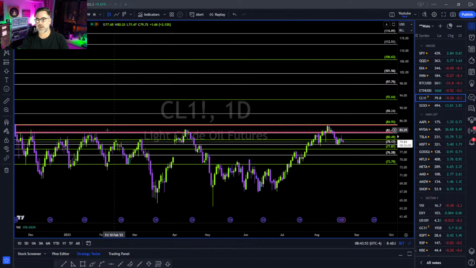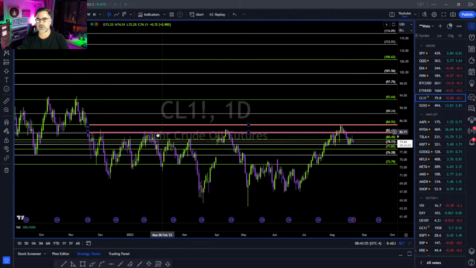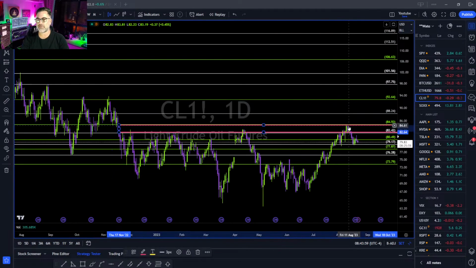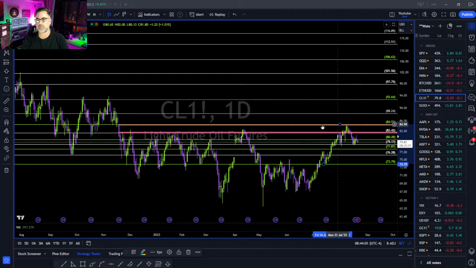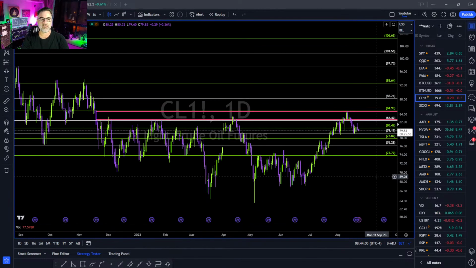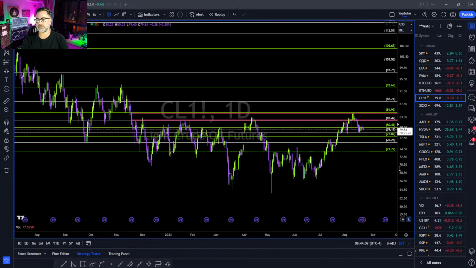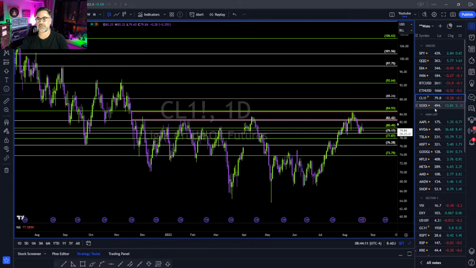Crude oil, we have this major resistance area to the upside between the 83 and the 85. Long continuation, in my opinion, weekly close only above 85, and it's only my opinion. So do your own due diligence.